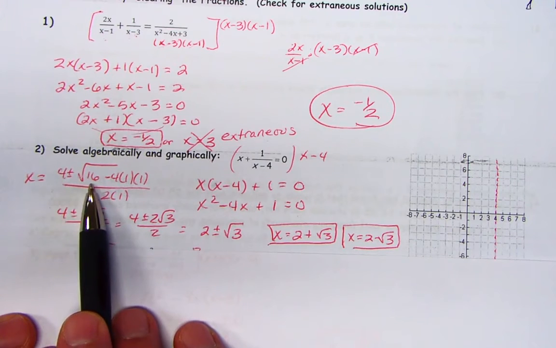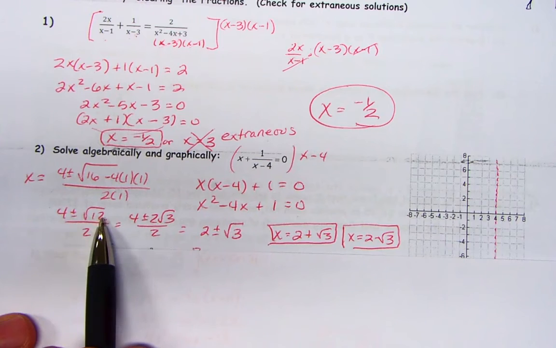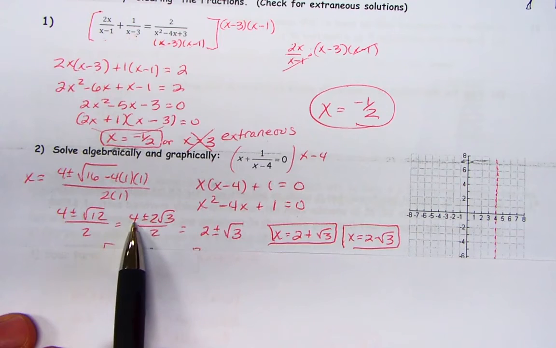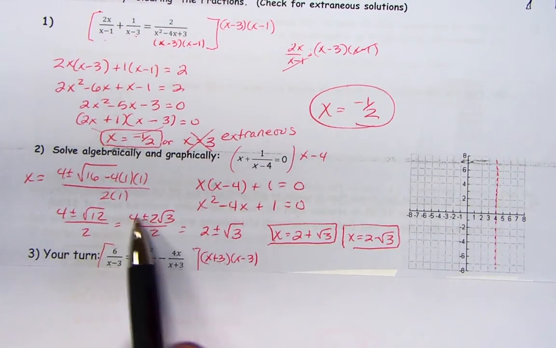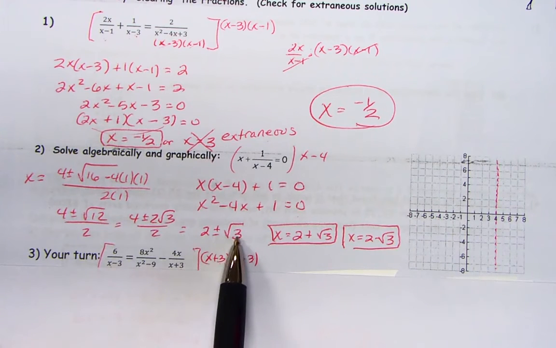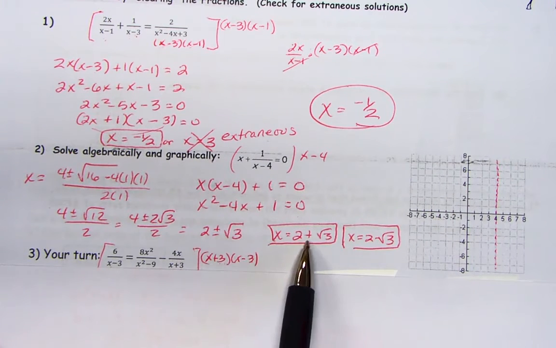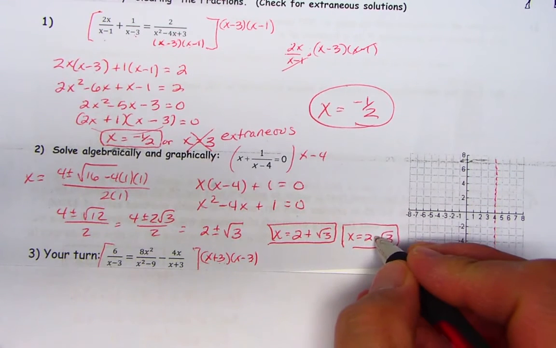Opposite of b plus or minus square root of b squared minus 4ac all over 2a reduces to 4 plus or minus radical 12 over 2. 4 times 3 is 12, and radical 4 is 2, so it's 4 plus or minus 2 radical 3 over 2. And reducing that down, dividing 2 into both 4 and 2, you get 2 plus or minus radical 3. So my two solutions are 2 plus radical 3 and 2 minus radical 3.